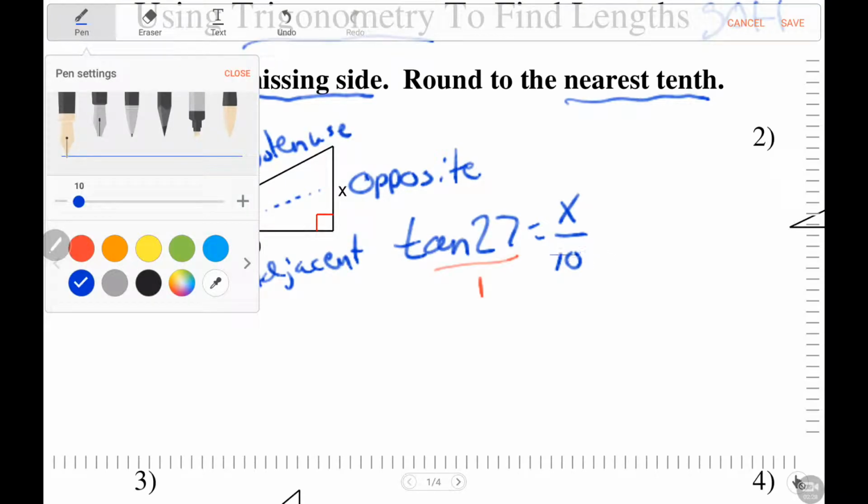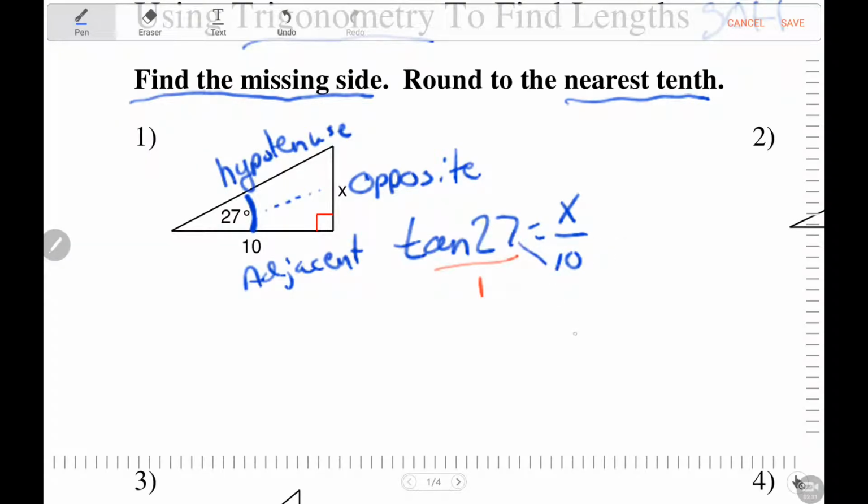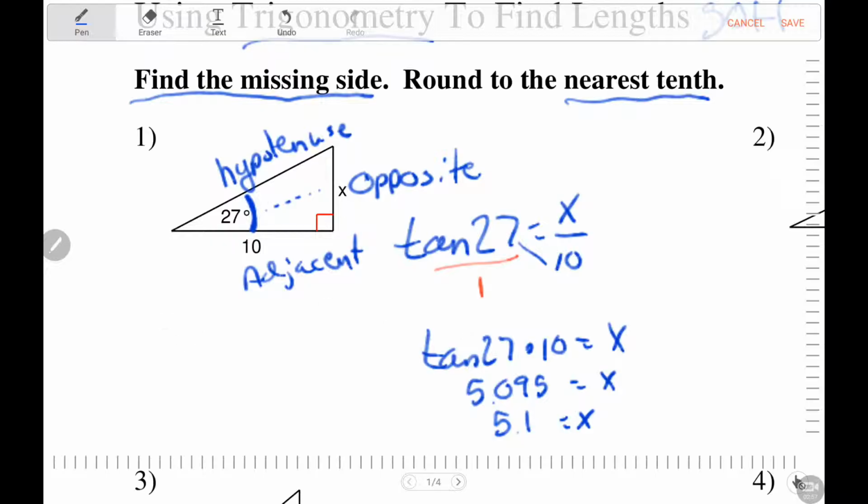So when you cross multiply, you get tan 27 times 10 equals 1 times x, which is just x. You'll actually type it like that in your calculator. So I'm going to do that here. And you get 5.095, and so on, equals x. We're rounding to the nearest tenth, so this is 5.1. So x here equals 5.1. Okay? So just set it up and then cross multiply to solve for your number.